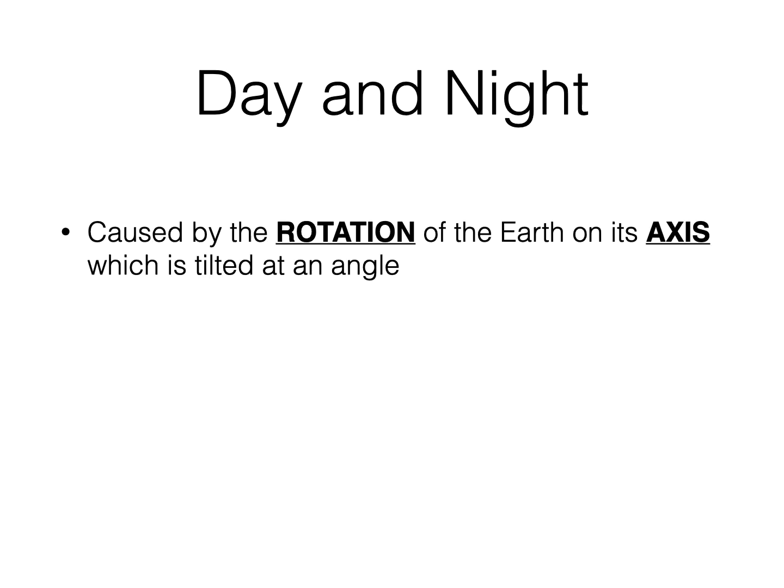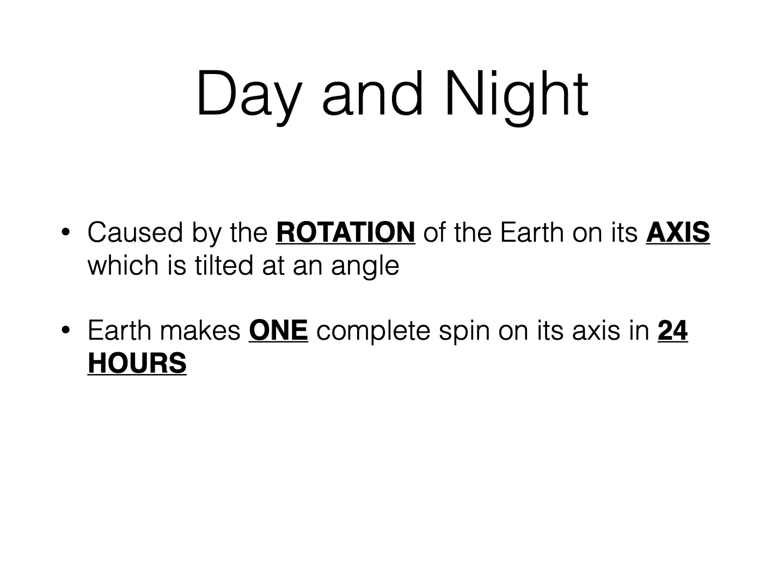night. This is simply caused by the Earth rotating on its axis. Now, the axis is tilted, which is more important in seasons, but because the Earth rotates, and it rotates one complete spin every 24 hours, we have day and night once a day, okay?